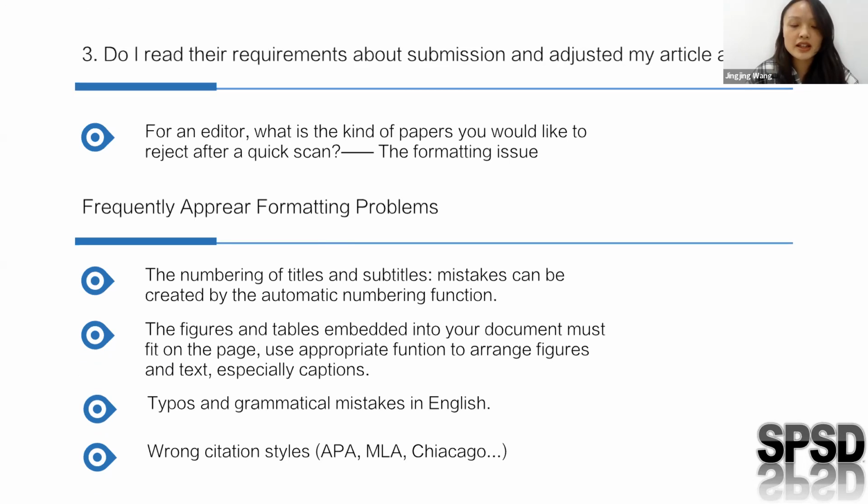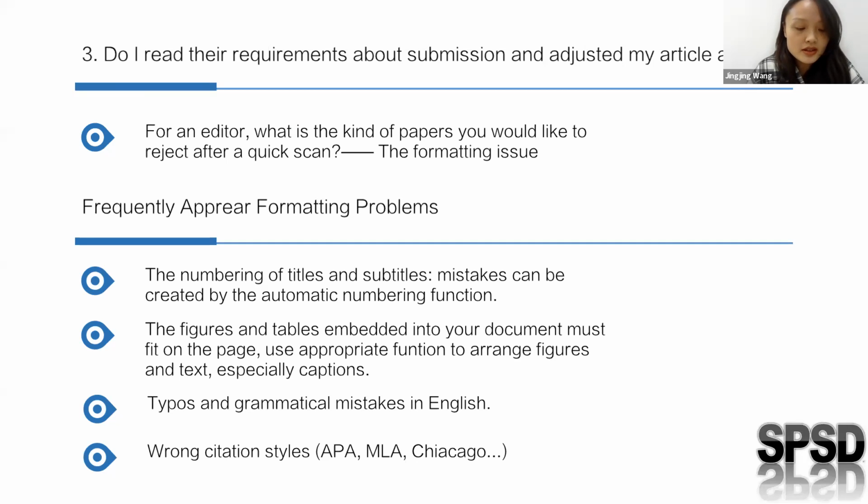Even the topic is intriguing. For an editor, what kind of papers would you like to reject after a quick scan? I think most of us will agree on the formatting issue. As an author, it annoys me sometimes because every journal has its own requirements about the format, but we have to follow it because it can be vital in the first stage of judgment.